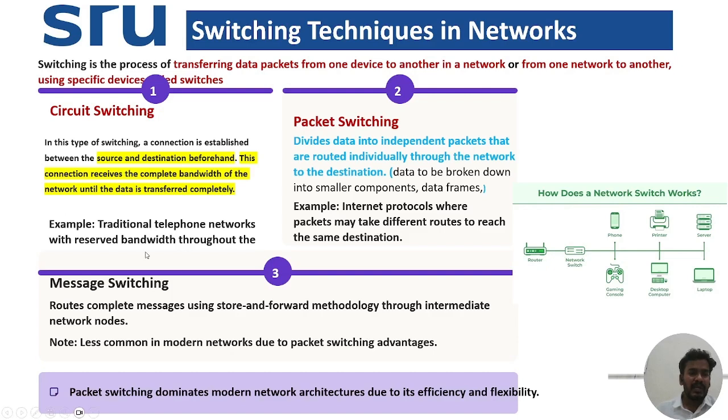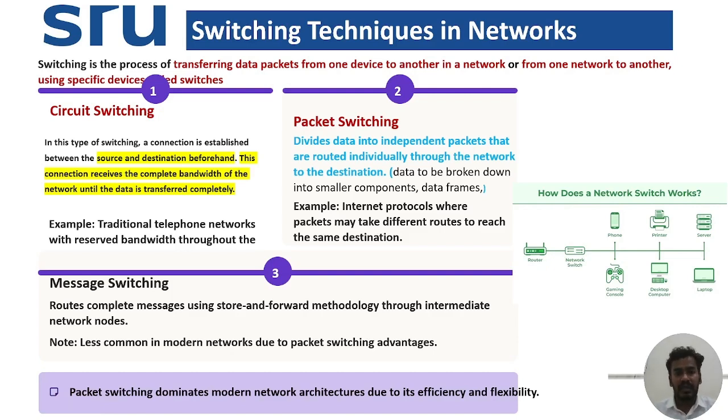For example, traditional telephone networks reserve bandwidth throughout the communication. Say I want to talk with someone. Before discussing with them, I need to make a connection between me and the other person. That's called circuit switching. Once the connection is enabled, I can communicate with the person and disconnect after the end of the conversation. So this is a simple example of circuit switching.